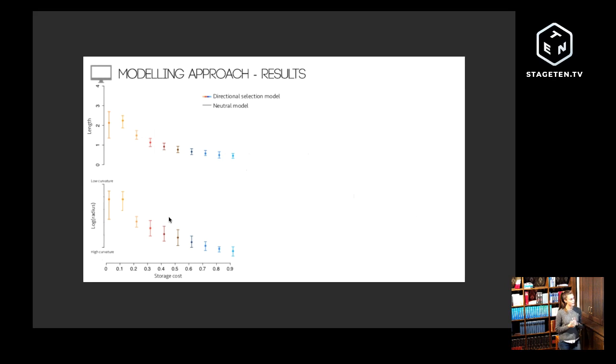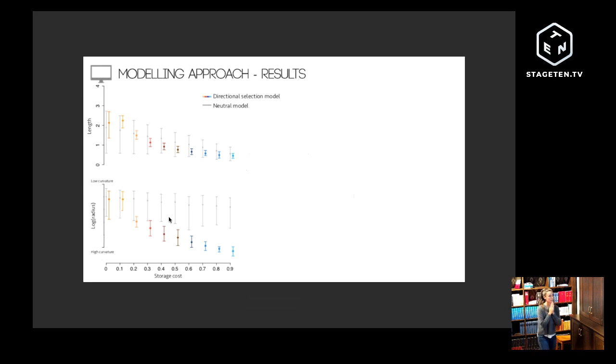What you can see is that the length of the trade-off tends to decrease with the increase of the storage cost, and the trade-off tends to be more curved. This is the radius, so if there is a small radius, the circle is really small and the trade-off is really curved. So the trade-offs tend to be more curved as the storage cost increases. We compare this result with the neutral model just to verify that selection really plays a role in it, and we can see that there is quite an important difference.